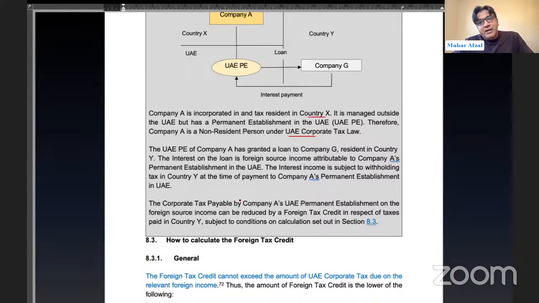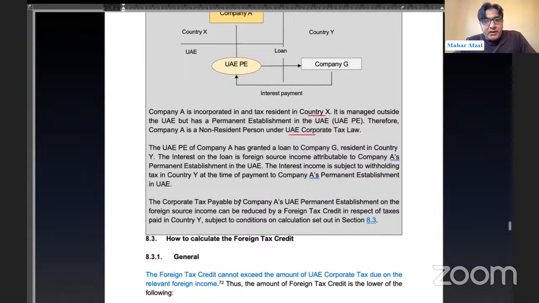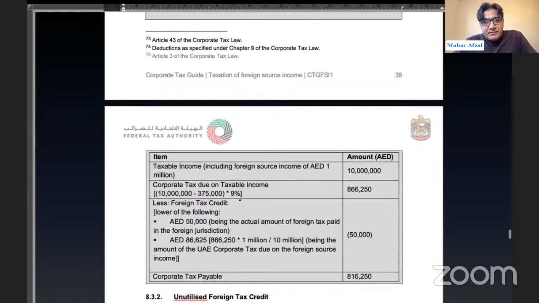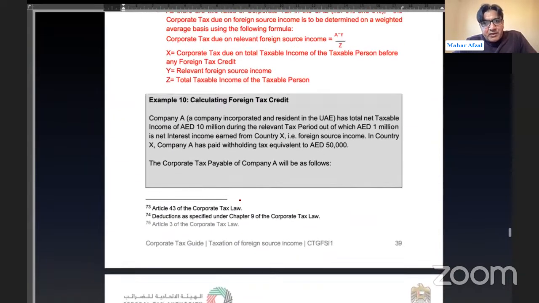This is the same thing. The PE of the non-resident person has given a loan out of the UAE. Tax has been withheld. Whatever tax has been withheld, they have the right to claim the foreign tax credit. These all are the provisions of the foreign tax credit. Here we'll spend some time on one or two examples. Rest of the examples you can go through.